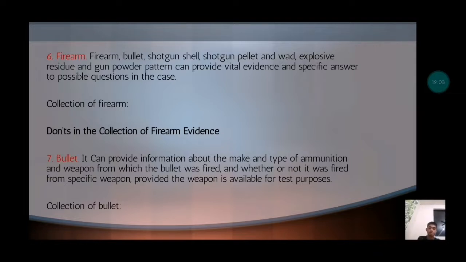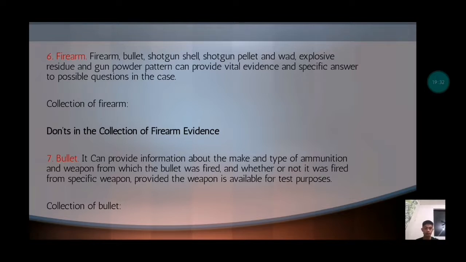Number 7 is bullet. It can provide information about the make and type of ammunition and weapon from which the bullet was fired, and whether or not it was fired from a specific weapon, provided the weapon is available for test purposes.